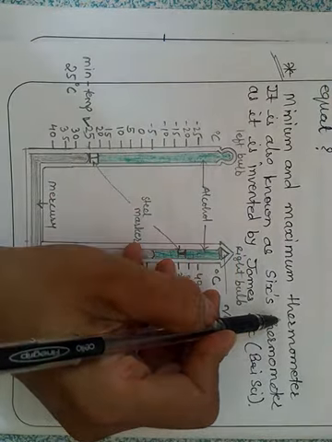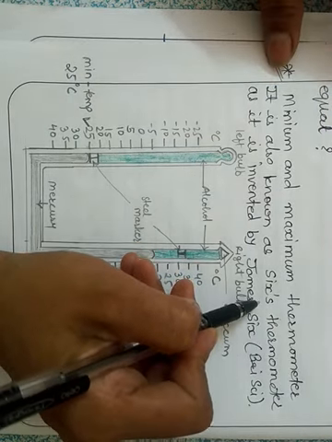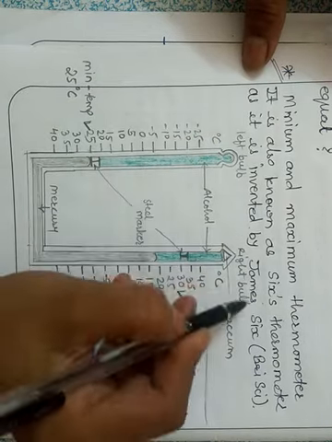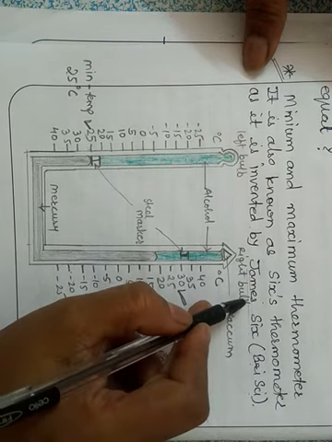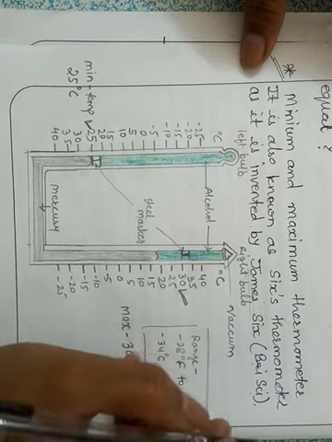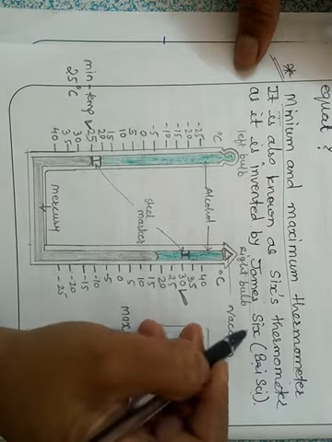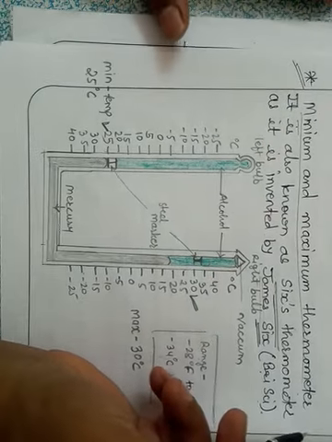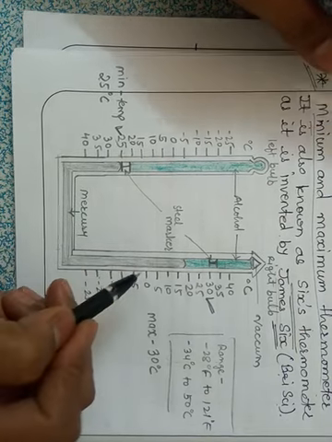Okay, so minimum and maximum thermometer, it is also known as Six's thermometer, because it was invented by James Six. He was a British scientist and his name is given to this thermometer. So James Six, British scientist, invented this minimum and maximum thermometer. That's why it is also known as Six's thermometer. Okay, so how it works and what is the construction of this thermometer, that we are going to see now.